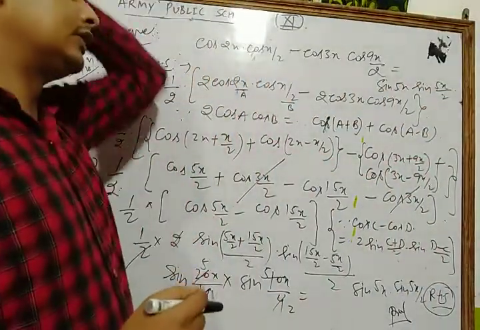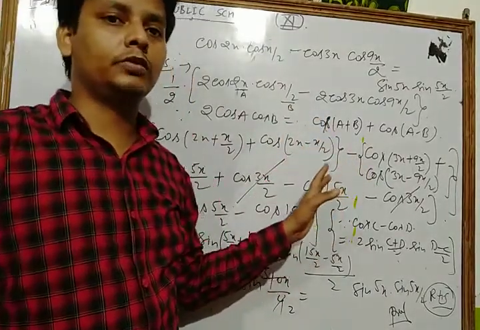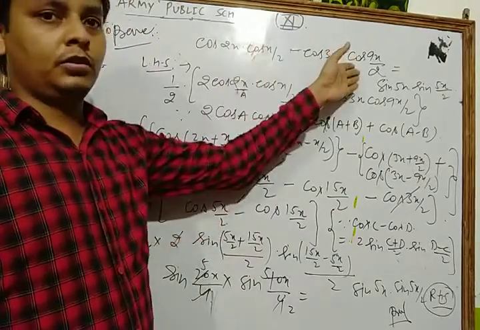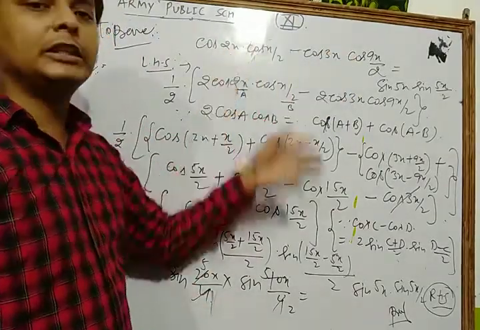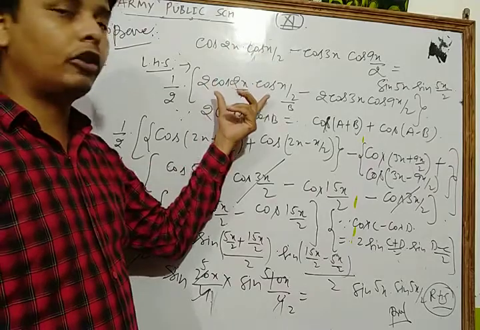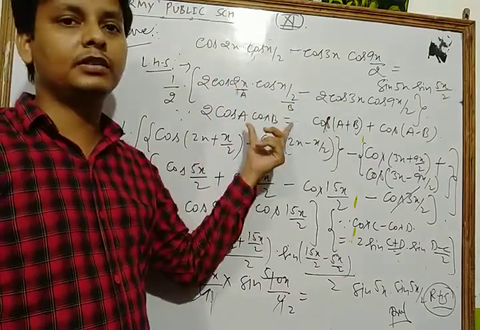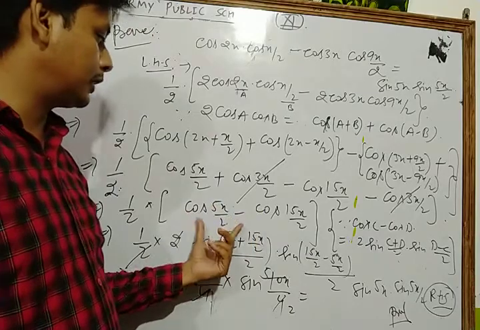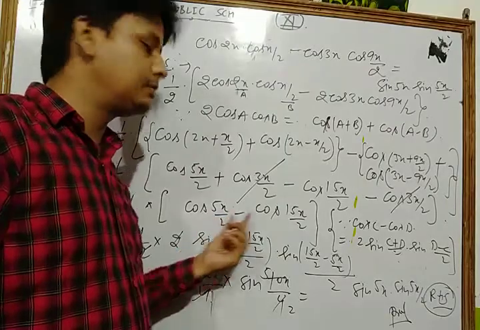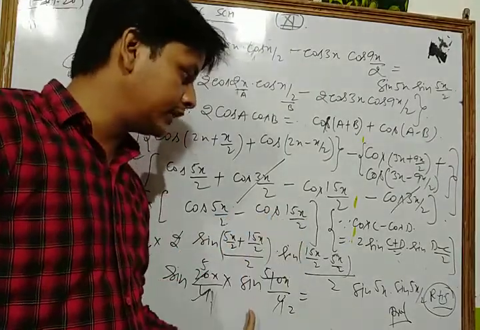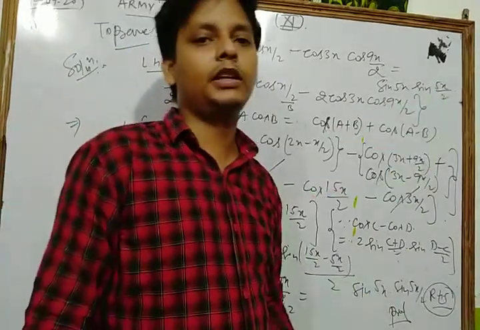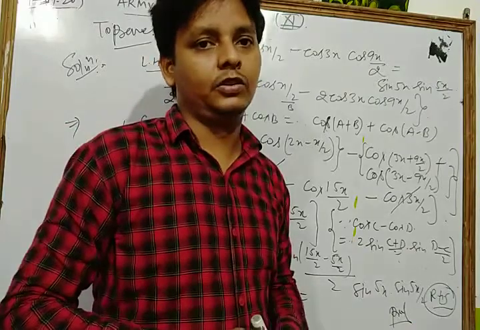So dear students, this is a very important question for your NCERT exercise. Let's see it once more. This is your question. First, we multiply both the numerator and denominator by 2, and we apply the formula of 2 cos A cos B in both the parts. Hence we get cos 5x by 2 minus cos 15x by 2. Then we apply the formula for cos C minus cos D, and after solving it we get our result, that is sin 5x into sin 5x by 2. Hence proved our result.